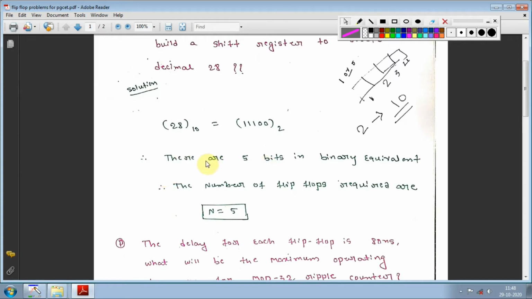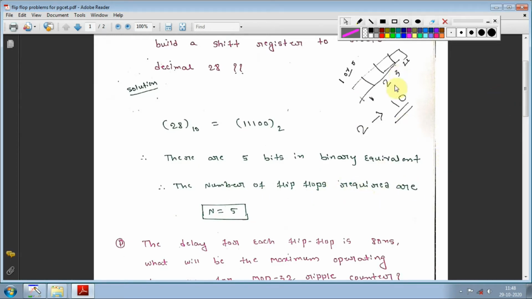All right, here you can see 1 2 3 4 5. So 5 bits are there in binary. When decimal 28 is converted to binary, it becomes 5 bits long. So I can say there are 5 bits in the binary equivalent, and the number of flip-flops required is 5.